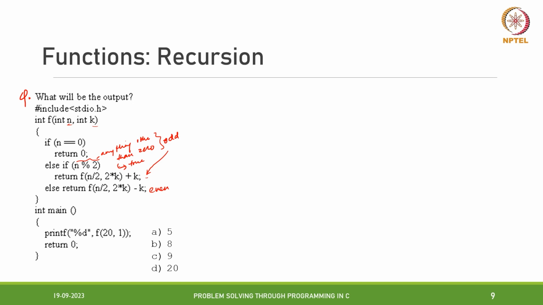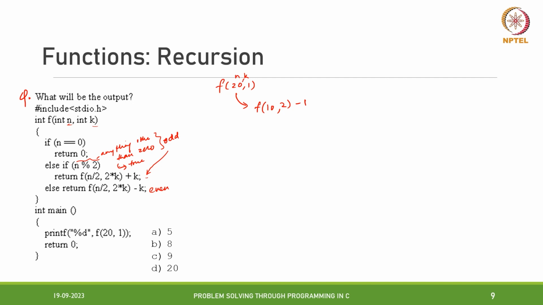Let's try to do this. Okay, 20 and 1, this is n, this is k, doesn't satisfy n equals 0, and it is even. So for even, it will go here, right? So what happens? It will try to return f of n by 2, which is 10, comma twice of k, which is 2, minus k, which is 1, right?